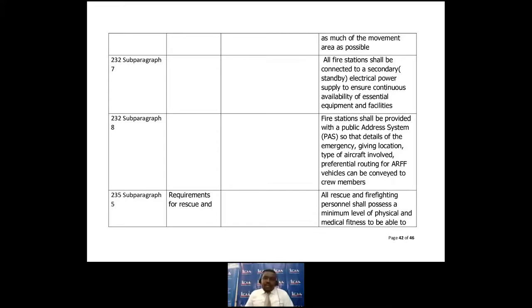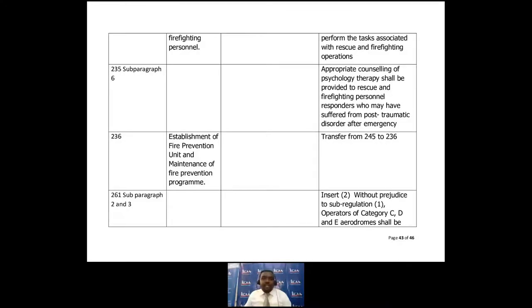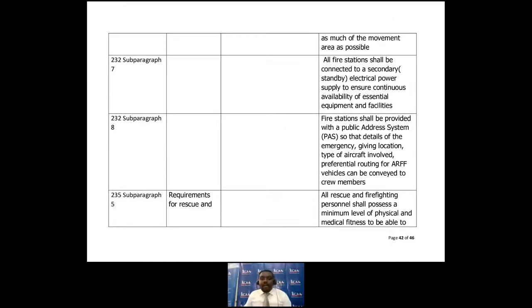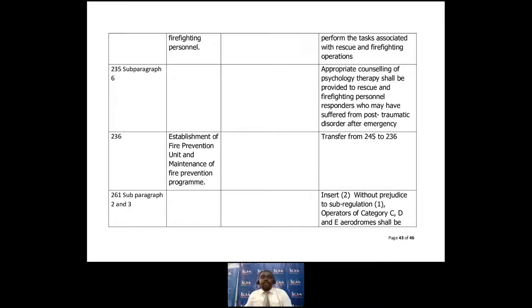So that we improve on our efficiency and effectiveness in our emergency response. Regulation 235, sub paragraph 5, that is the requirement for rescue and firefighting personnel. There is a provision that all rescue and firefighting personnel shall possess a minimum level of physical and medical fitness to be able to perform the tasks associated with the rescue and firefighting operations.